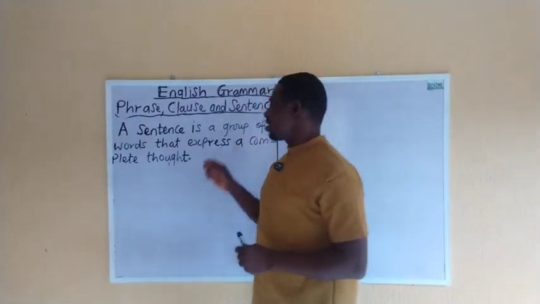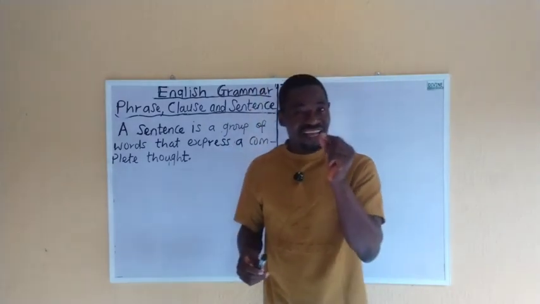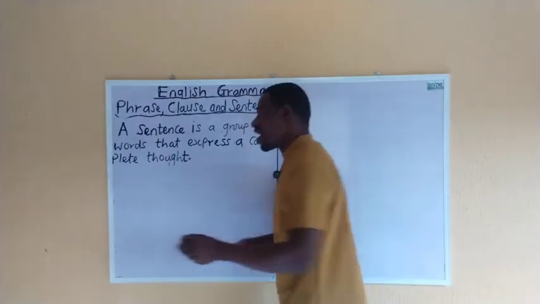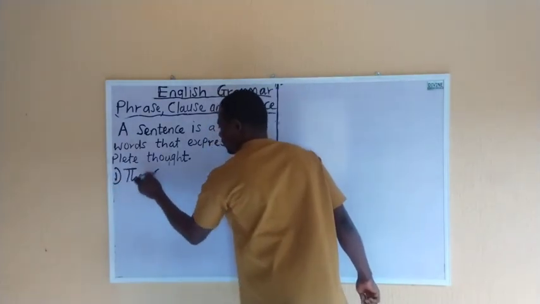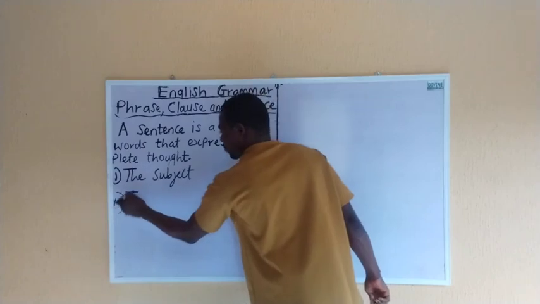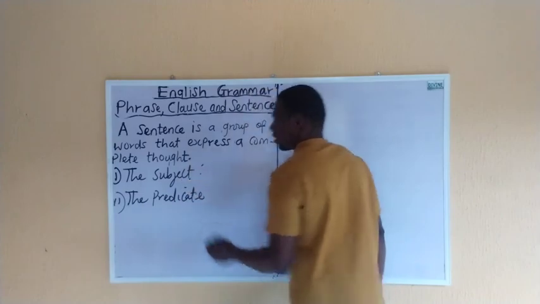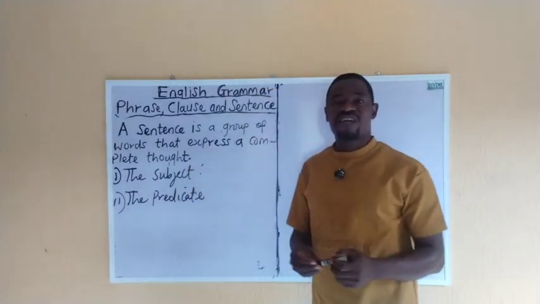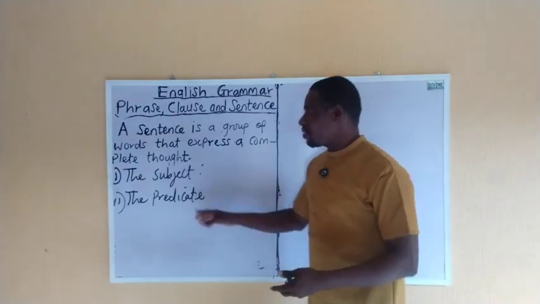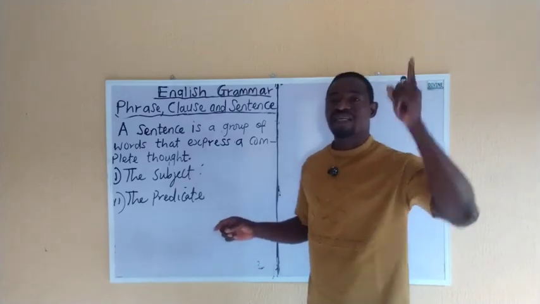A sentence is a group of words that express a complete thought. Traditionally, a sentence is divided into two main parts. The first part is called the subject, but the second part is called the predicate. Okay, the subject refers to the thing or the person that performs the action, while the predicate refers to the action that is carried out by the subject.